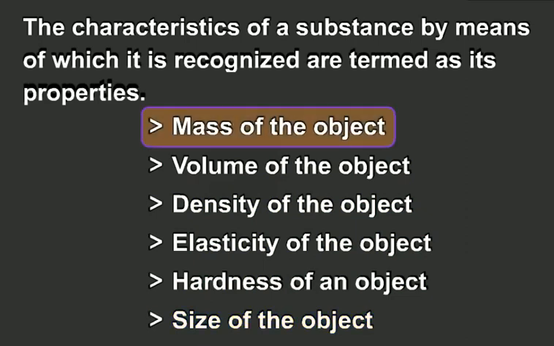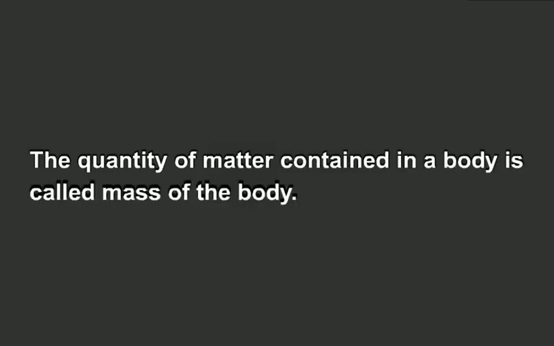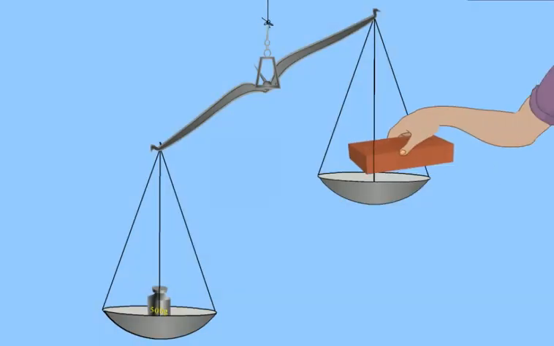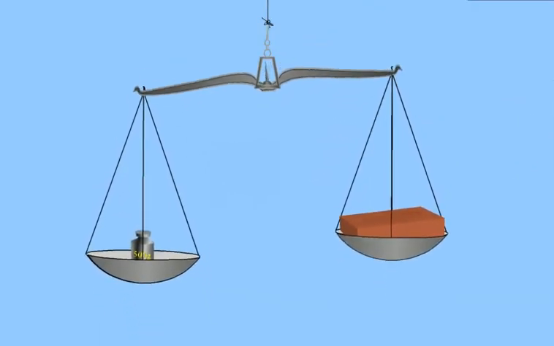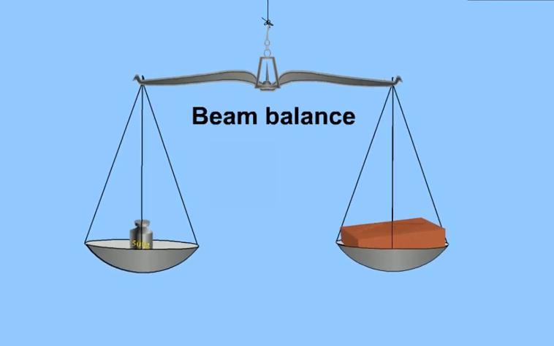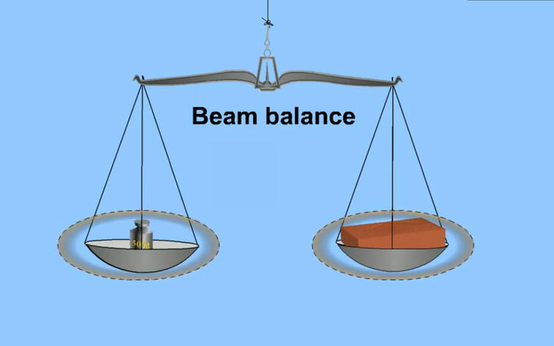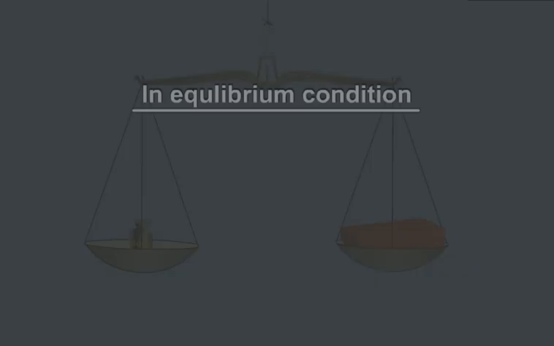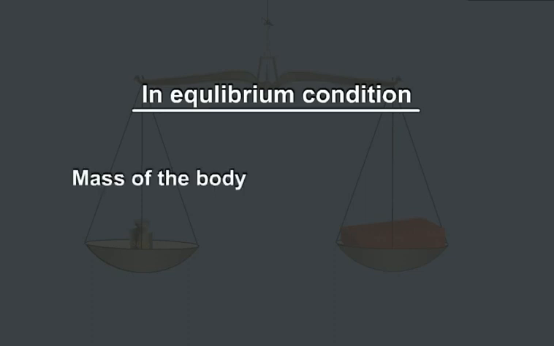Let us start from mass of the object. Students, the quantity of matter contained in a body is called mass of the body. Mass of a body is measured by using a beam balance. In a beam balance, a body is kept at one pan and is balanced by keeping some standard weights on the other pan. In the equilibrium condition, the mass of the body is equal to the standard weight.